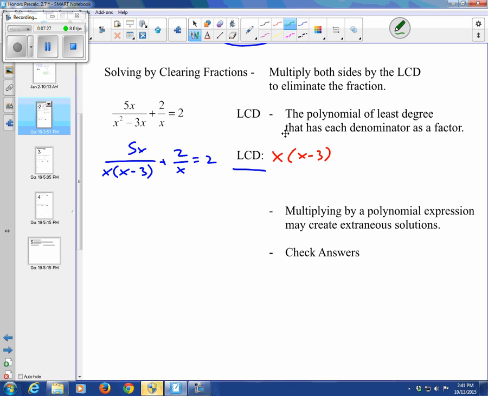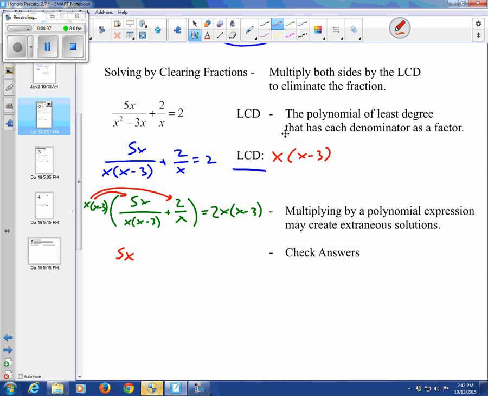So here we've got 5x over x times x minus 3, plus 2 over x, times our least common denominator of x times x minus 3, and then 2 times x times x minus 3 on this side. Now we're going to distribute our x times x minus 3 to both of our terms. In the first term, the multiplication of x times x minus 3 cancels out with the division of x times x minus 3, and we're just going to get our 5x.